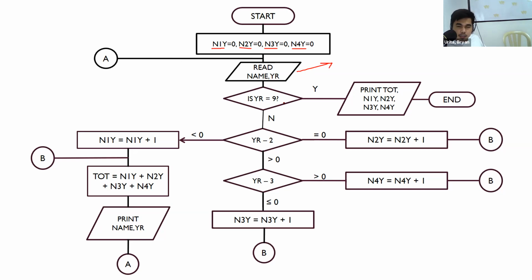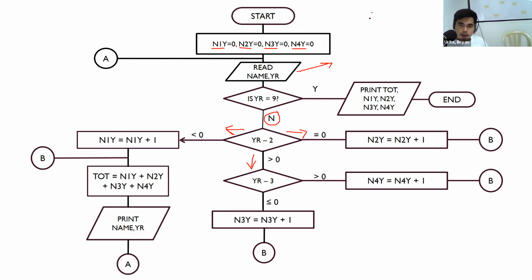Is year equals 9? No. Year minus 2. Is it less than 0 or equal to 0 or greater than 0? So tatlo na yung pupuntahan niya. So decision symbol, okay? Decision symbol. Ibig sabihin tatlo ang pwedeng maging output if we subtract year minus 2. Saan natin kukunin yun? Dito. You read the name and year.